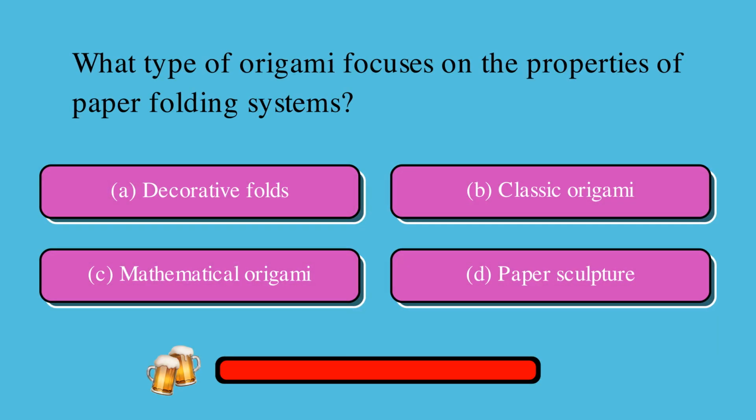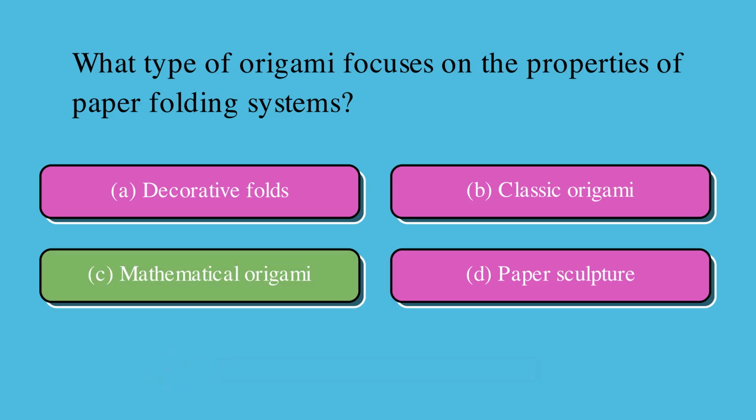What type of origami focuses on the properties of paper folding systems? Is it A, decorative folds, B, classic origami, C, mathematical origami, or D, paper sculpture? The correct answer is C, mathematical origami.